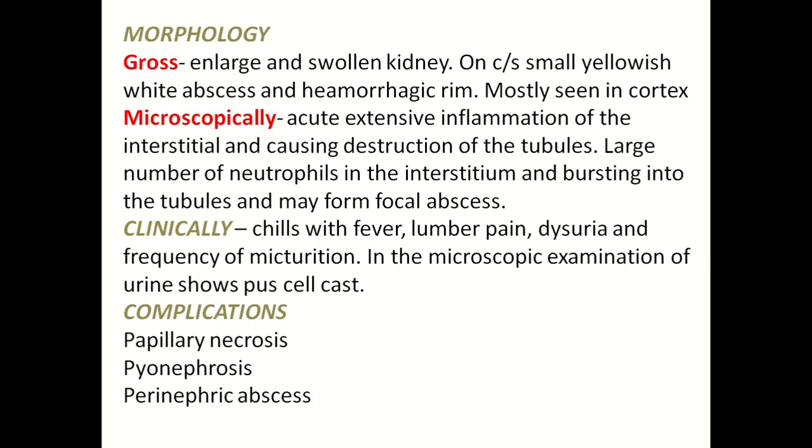Now let's talk about the morphology of acute pyelonephritis. Acute means something related to enlargement, something swollen. So obviously the kidney is swollen and enlarged. On cut section, there are small yellowish white abscesses with a hemorrhagic rim, mostly seen in the cortex. So in the gross features, the kidney is swollen and enlarged, and on cut section you will find abscesses having a hemorrhagic rim.